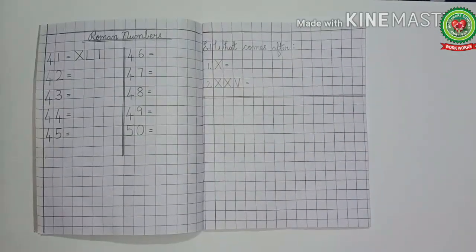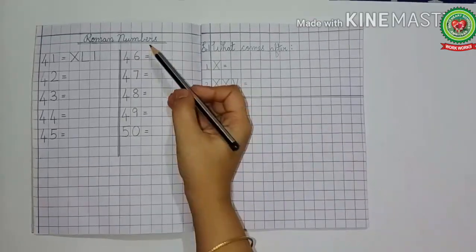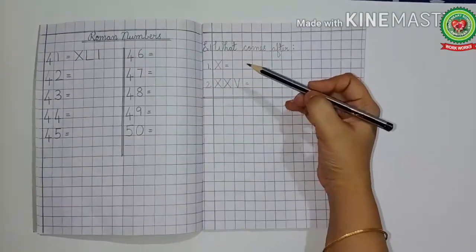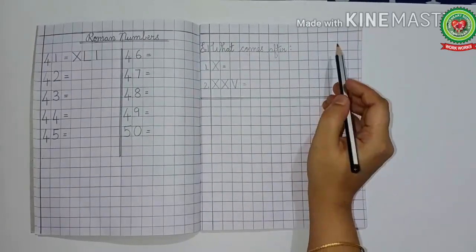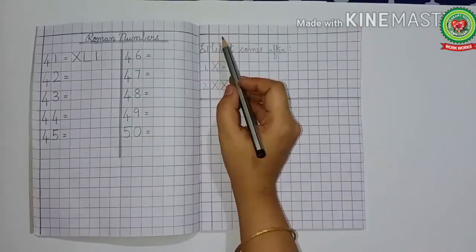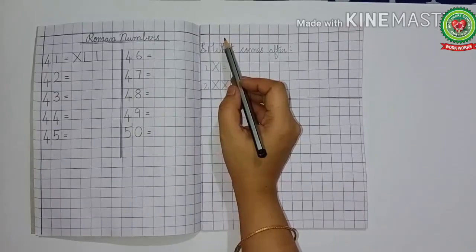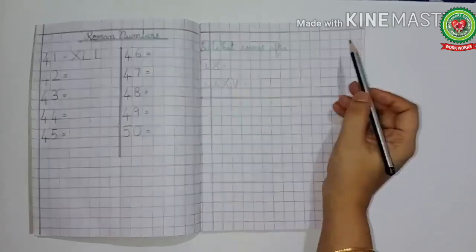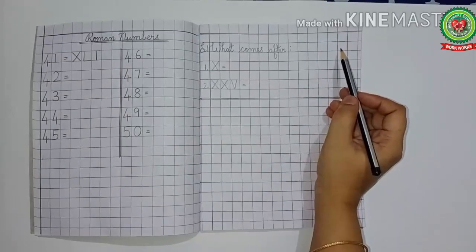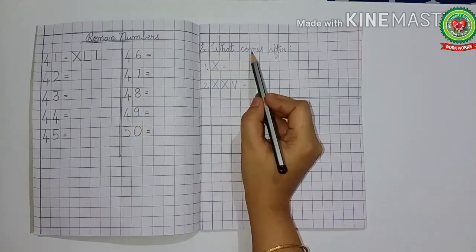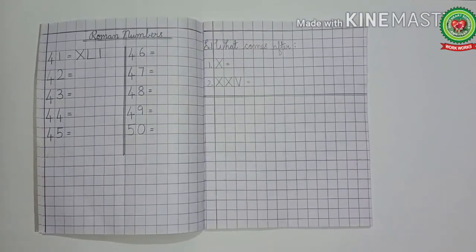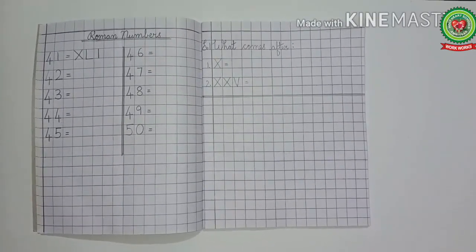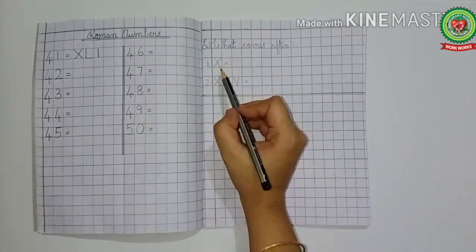Now kids, we will do some exercise related to Roman numbers. Now again in a new page, you will draw the margin line. Then you will mention the date on which you are doing the exercise. I have not written the date, but you will write the date and the classwork. Now what is the first exercise? What comes after? Means you have to add 1 to the number, or you have to write the next number of the given number. Now see, what is the number given over here?